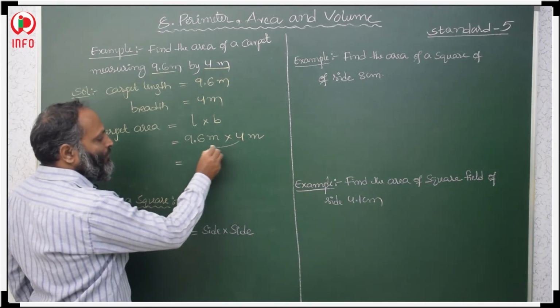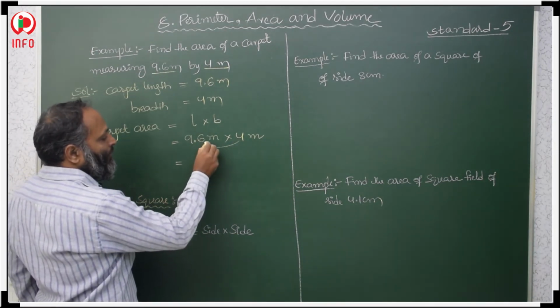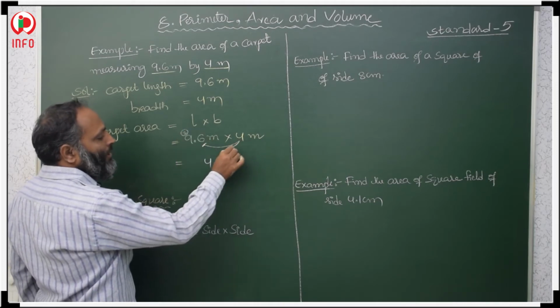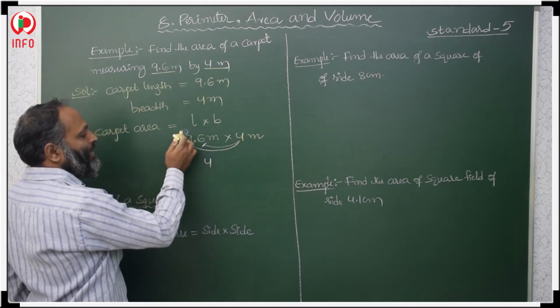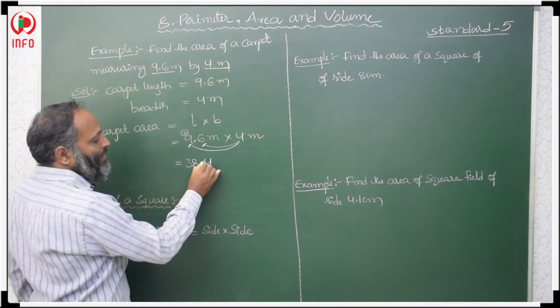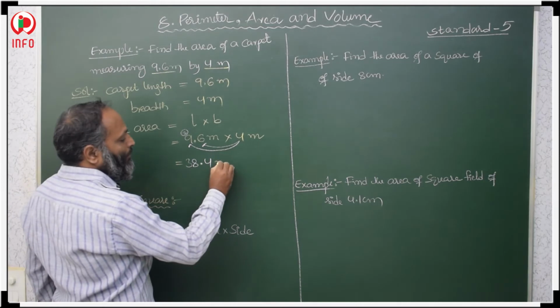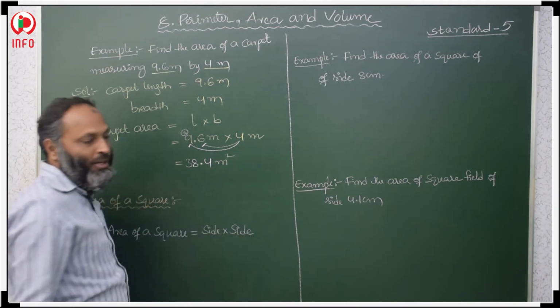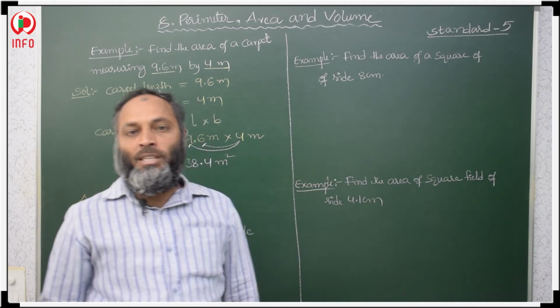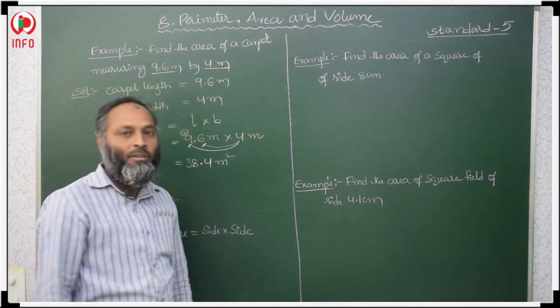4 with 6, 4 6s are 24, 4 and 2 carry over on 9. Next, 4 9s are 36, 37, 38. Then after one digit we keep a decimal. 38.4 square meters. Area is always in square units. Here the units are meters, so we have to take square meters.